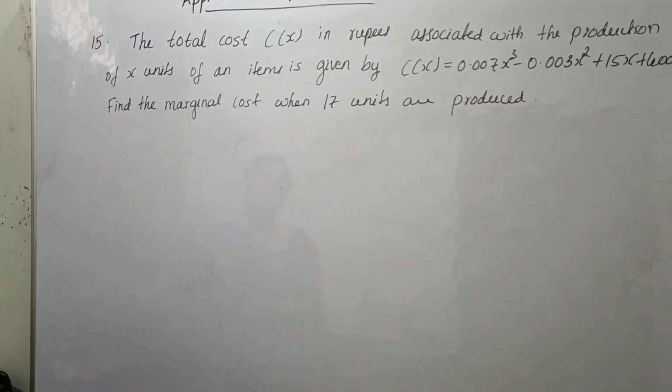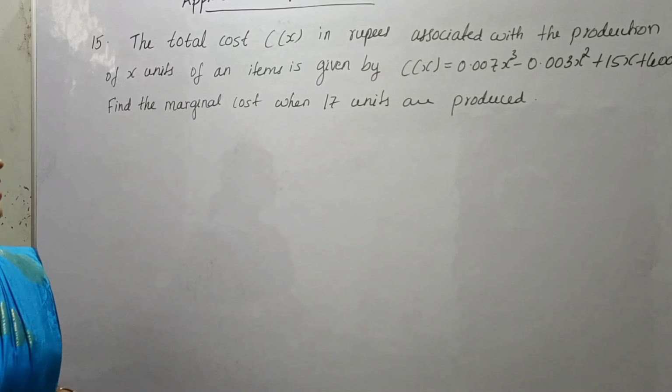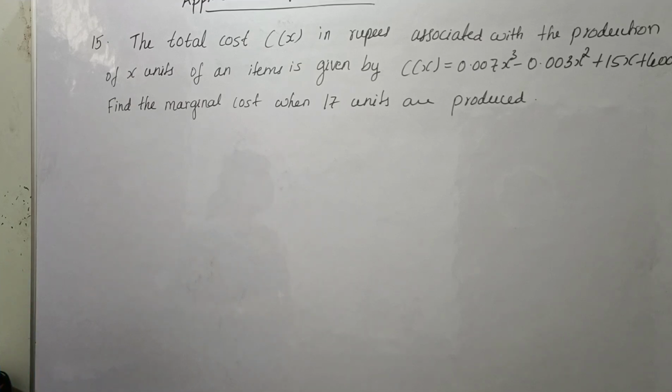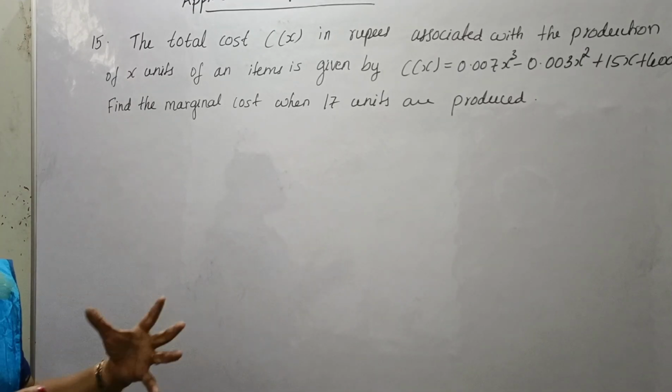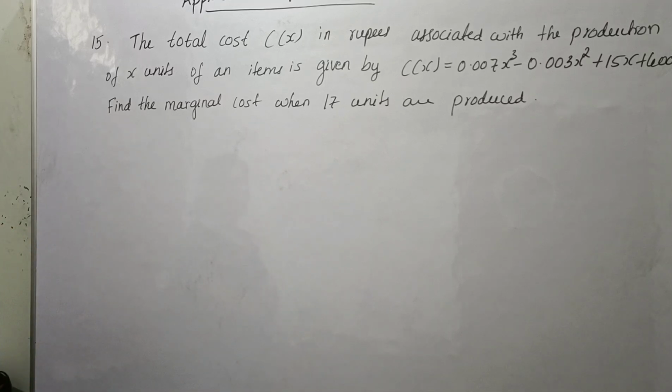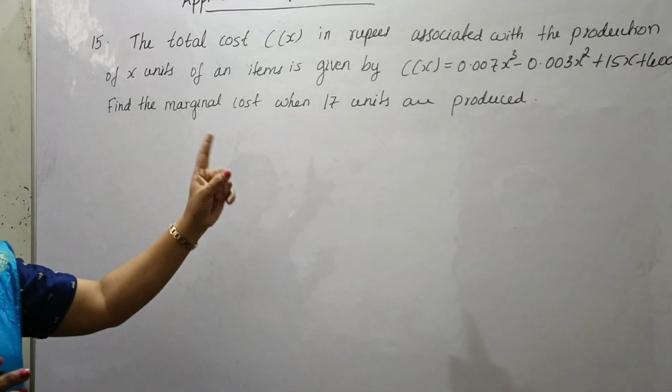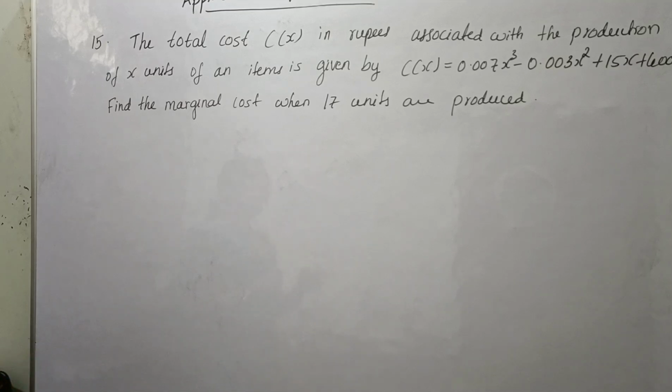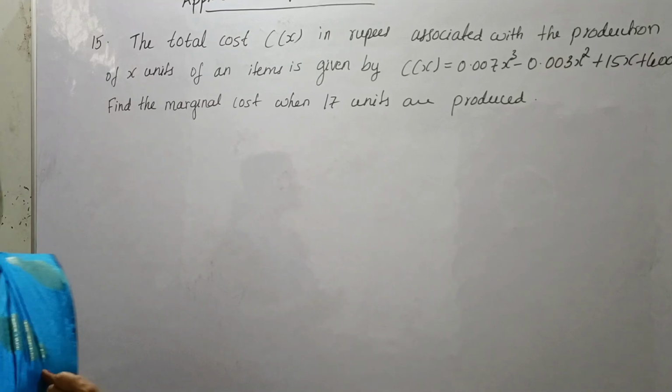The total cost C(x) in rupees associated with the production of x units of an item is given by C(x) = 0.007x³ − 0.003x² + 15x + 4000. Find the marginal cost when 17 units are produced. Here we have to find the marginal cost when 17 units are produced. Total cost is given, where x is the number of units.